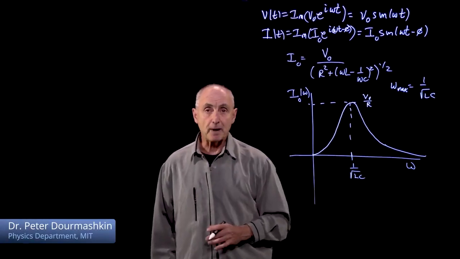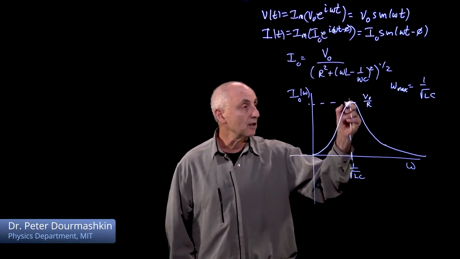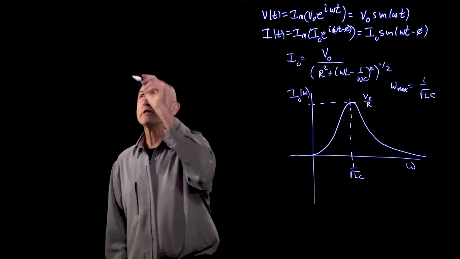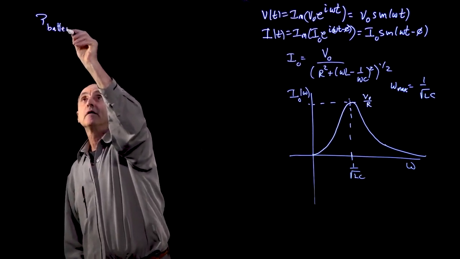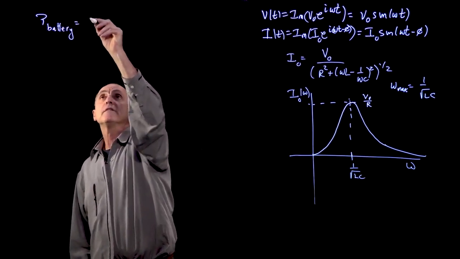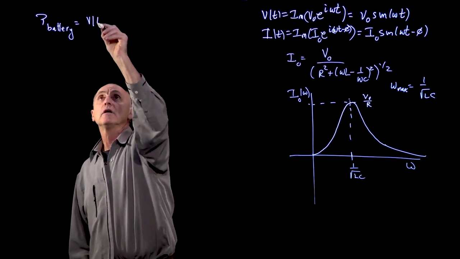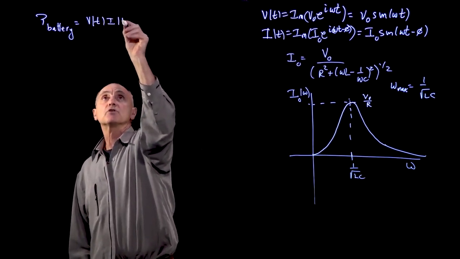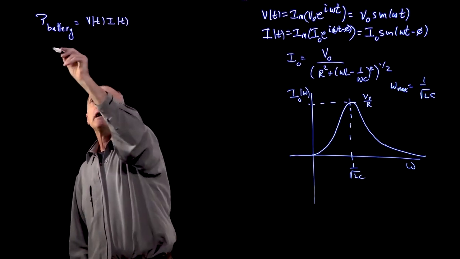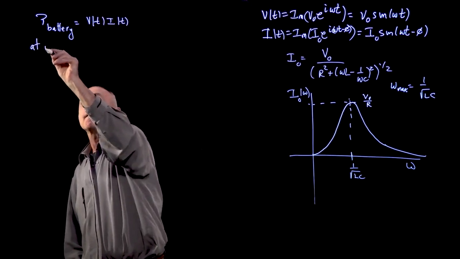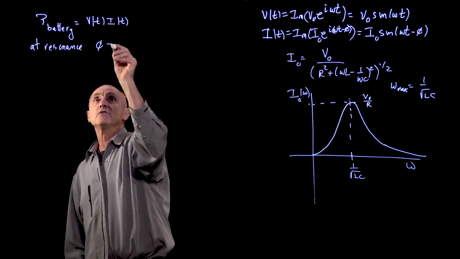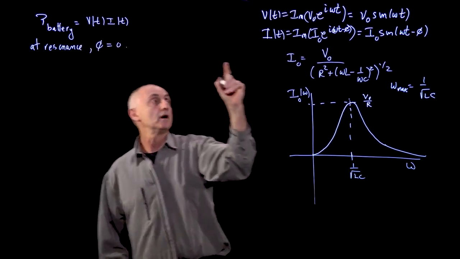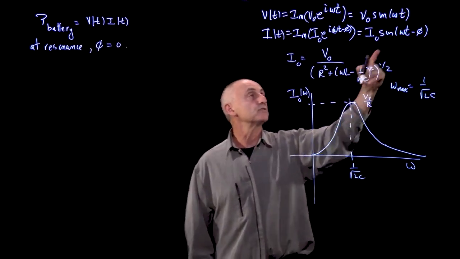First, let's consider the power at resonance. So we know that the power that's delivered by the battery is equal to the potential, V of t, times the current. Now, at resonance, we've already seen that the phase is 0. I haven't written down the expression for the phase at the moment.